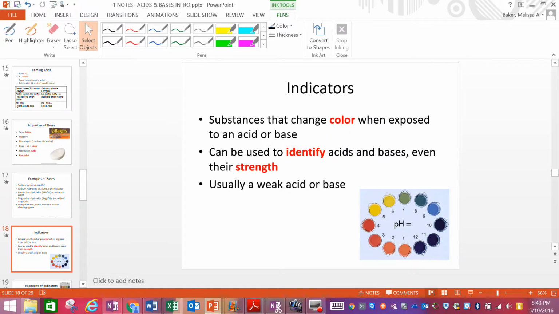Now, indicators are beautiful. These are things like cabbage juice or the universal indicator, pH paper. They change color when they're exposed to an acid or a base. They can help tell you if a substance is an acid or a base, even the strength of it. The indicator itself is typically a weak acid or a base. That's what it's made of.